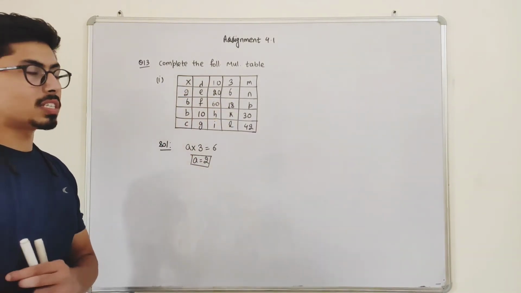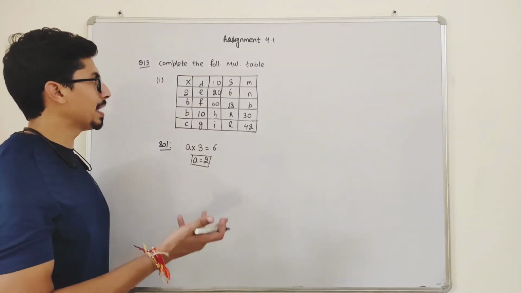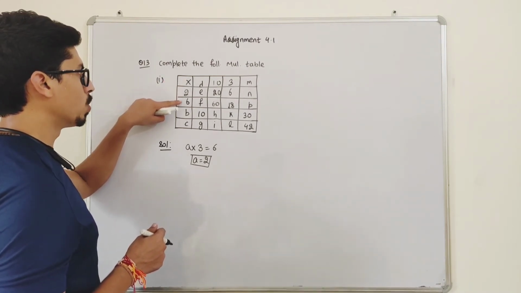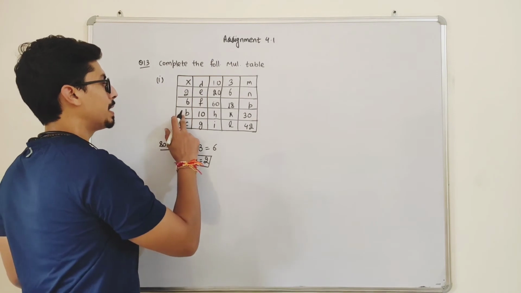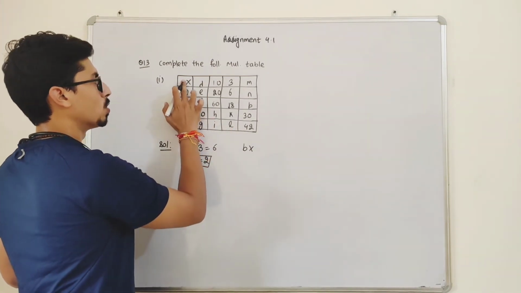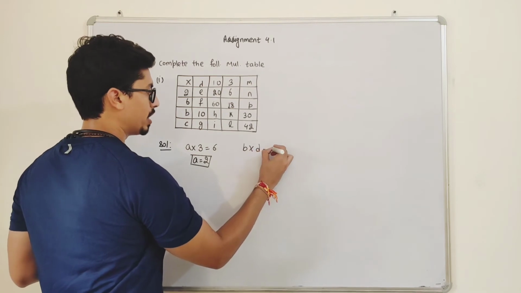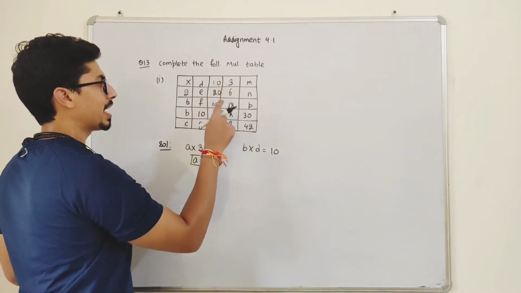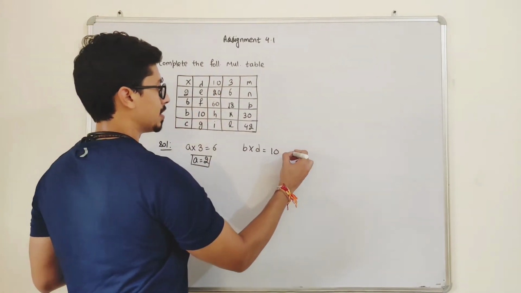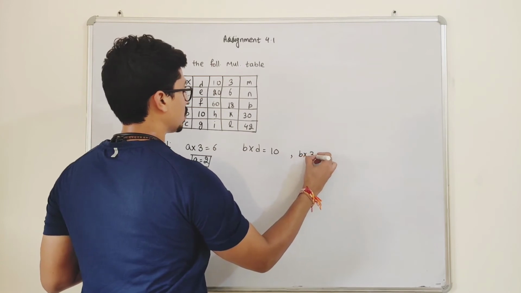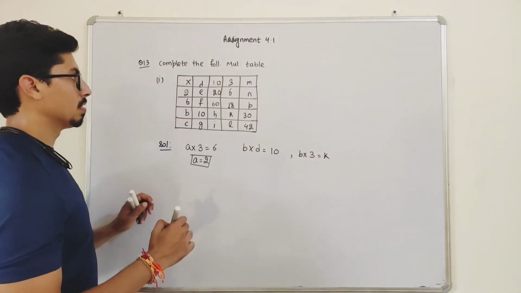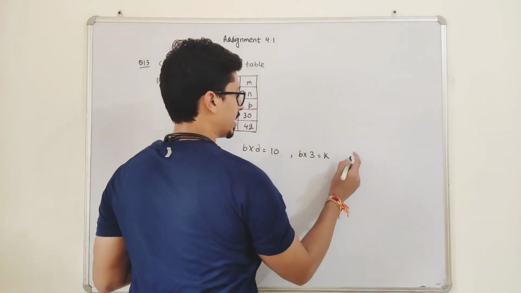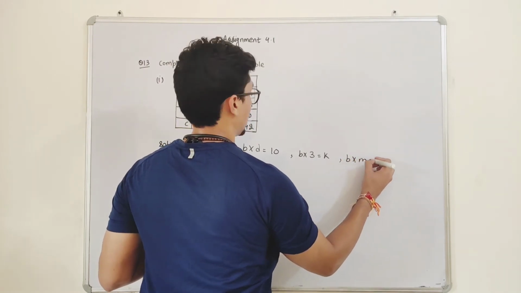So just do one thing students, I can't move forward just simply guessing the values. Take the first number, this I already know, the next is B. B into what number? D. B into D is 10, okay. B into 3 is K and B into M. See, B into 3 is equal to K. B into M is equal to 30.